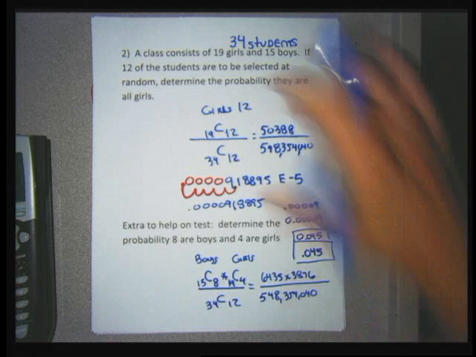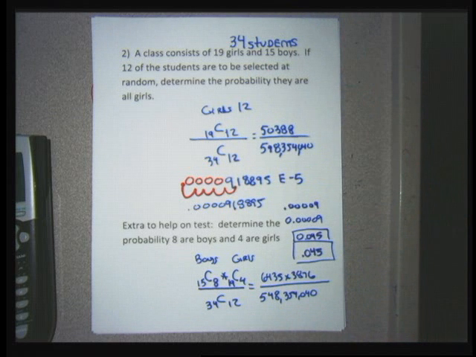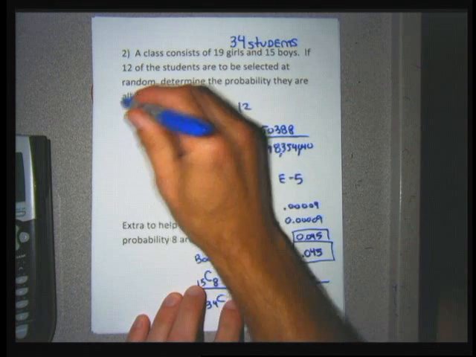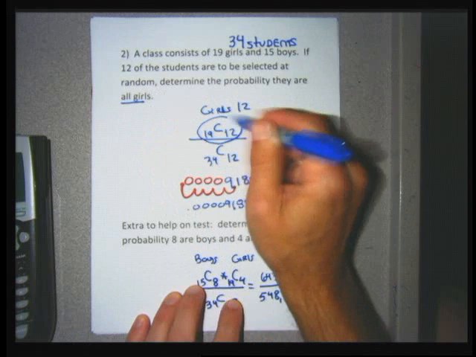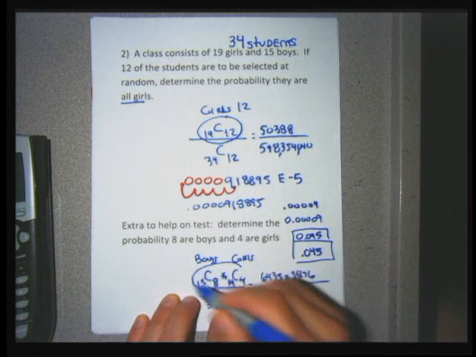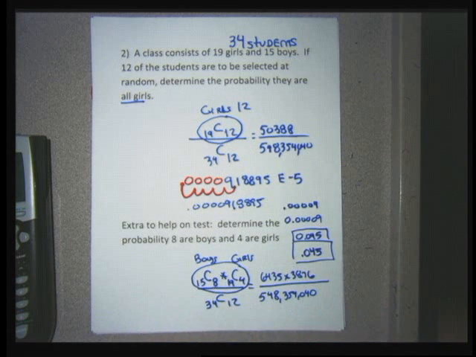So the difference between the problem 2 that the author gave me and the problem 2 that I added is that the author only wanted 1 sex, so I only needed 1 combination in the numerator. I wanted both sexes, so I need 2 combinations in the numerator. The denominator doesn't change regardless of the mix of boys and girls that I'm looking for.